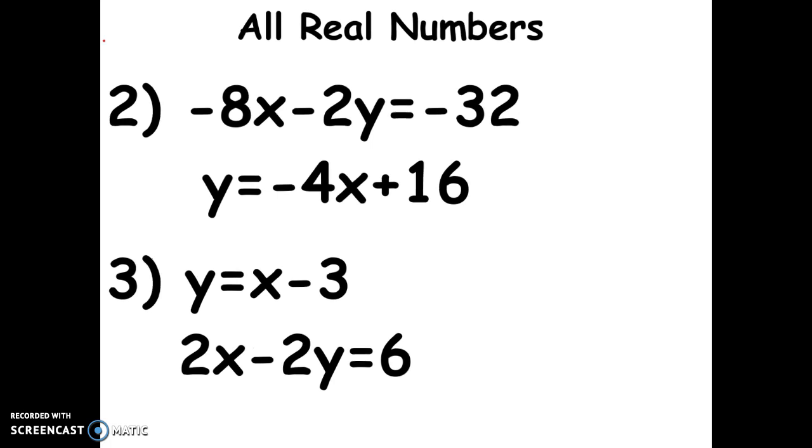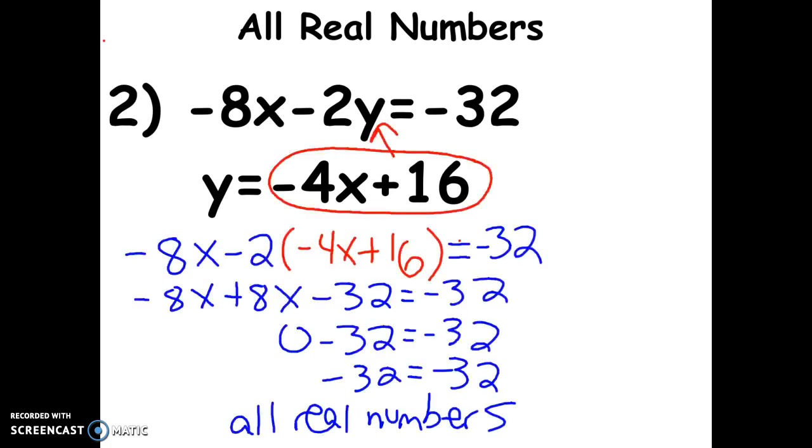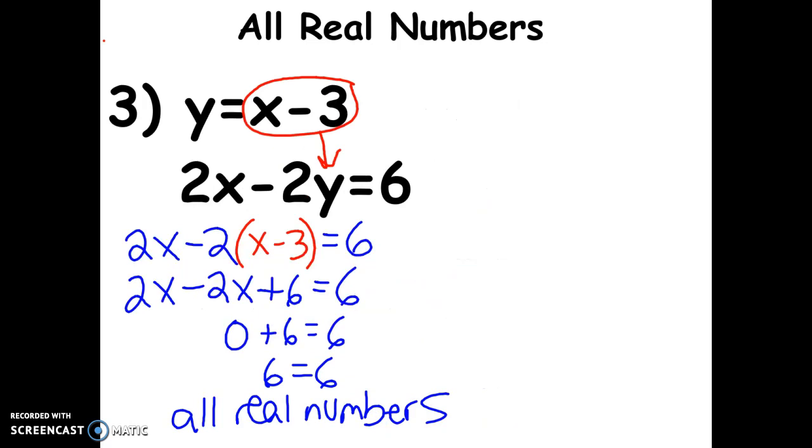All right, let's take a look at the answers. For number 2, of course, the answer is all real numbers. Once you solved it, you should have gotten -32 equals -32. Take a minute to look at the work to find your mistakes if you did not get those two numbers. For number 3, of course, the answer is all real numbers, and you should have ended up with 6 equals 6. Again, take a minute to take a look at the work to find your mistakes if you had any.